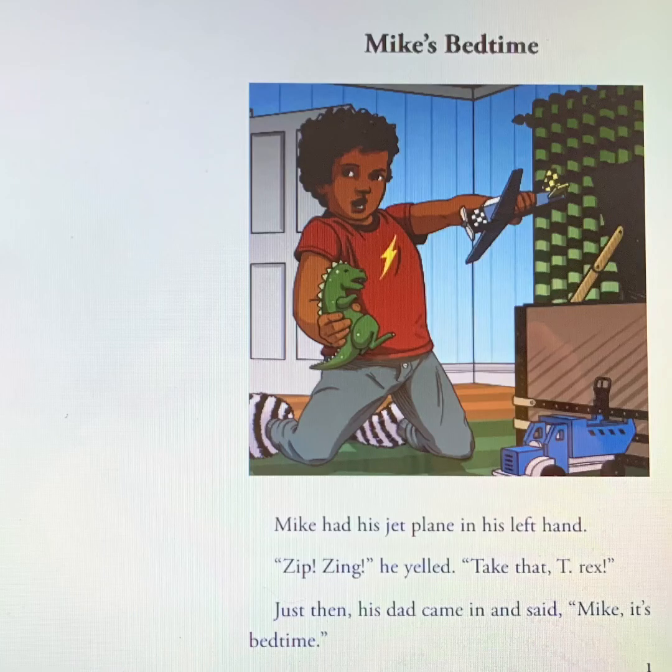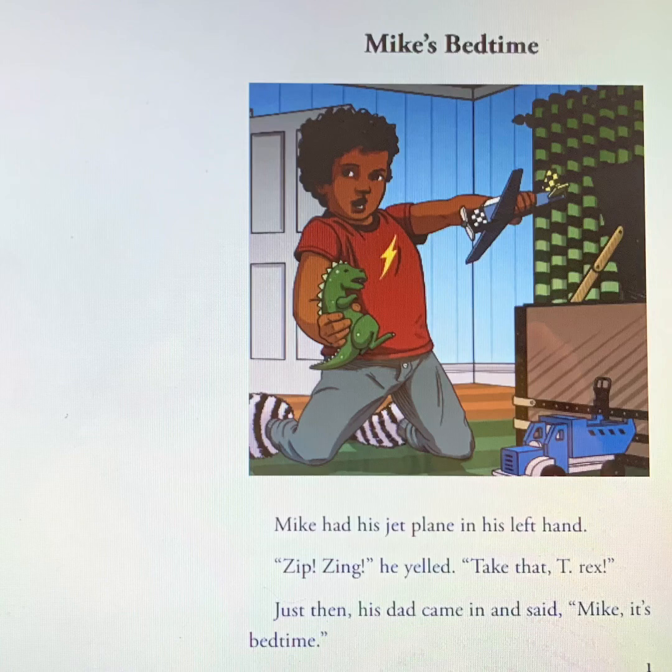Now, like I said before, we're going to be talking about the setting, the characters, and the plot in our story today. Remember, the setting is where the story takes place. Characters are the important people or animals in the story, and the plot is the problem and the events in the story. So let's begin the story.